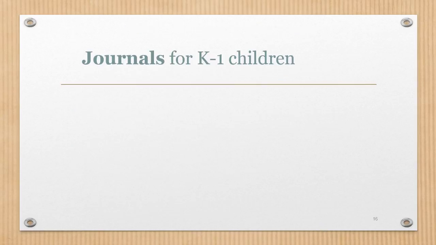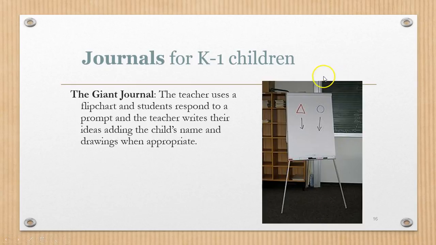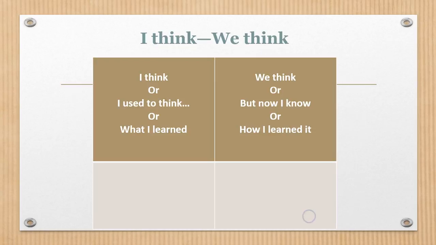Journals for K1 children, what you can do is use the large chart, the giant journal. The teacher uses a flip chart and students respond to a prompt, and the teacher writes their ideas, adding the child's name and drawings when appropriate. Again, trying to attain what they're understanding, what level they're at.